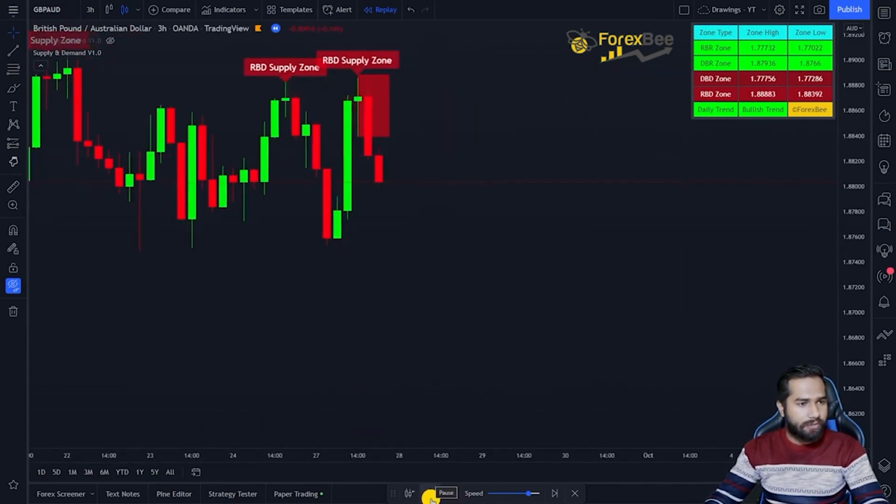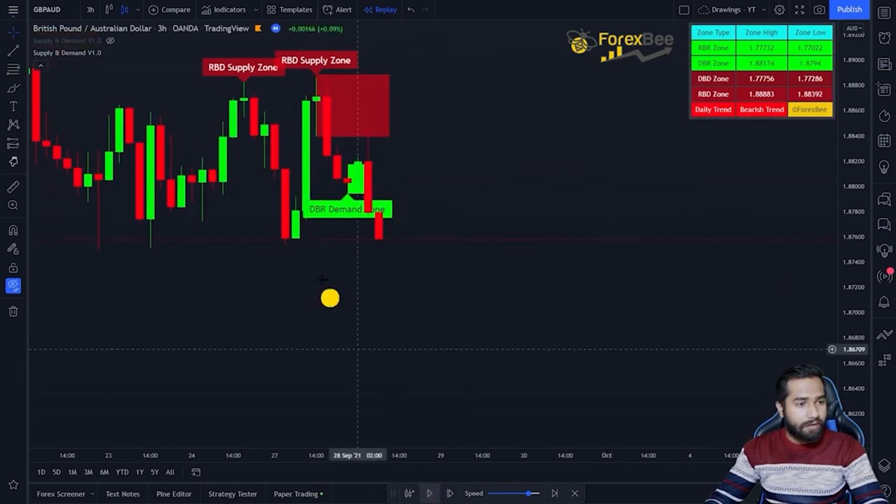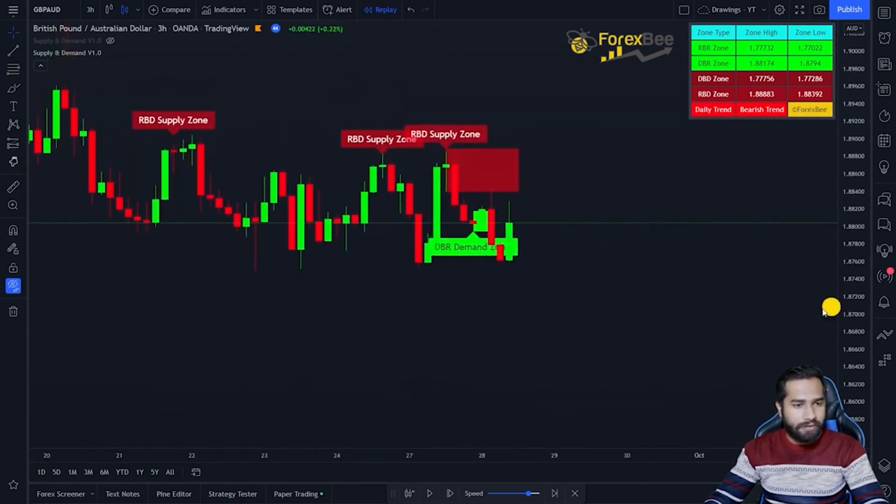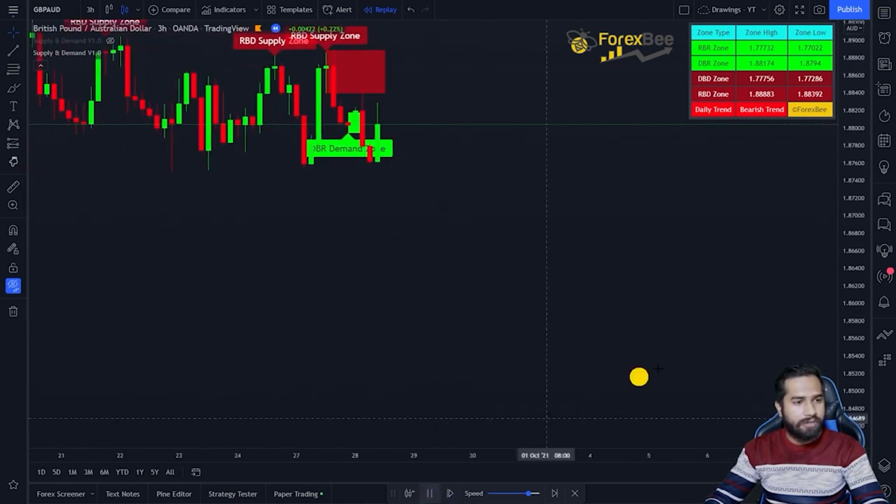So let's forward play it, and again another zone is detected, that is our rally based drop supply zone, and at this zone as well the indicator is drawing the zone in real time, and after the formation of the zone the market came back in order to pick the pending orders here, and after that it's going to move in the bearish direction. So let me just forward play the market.